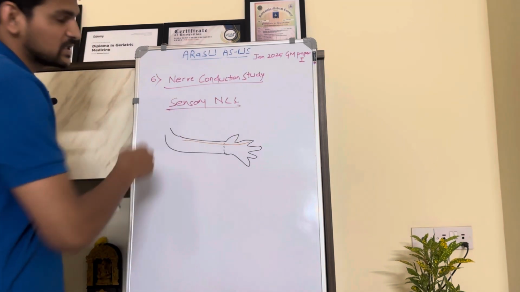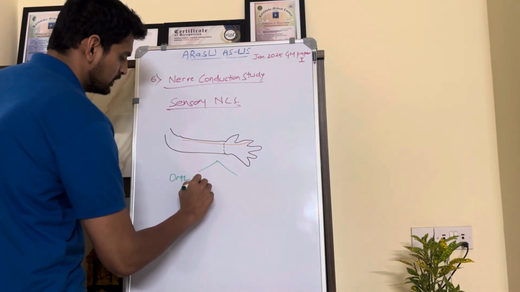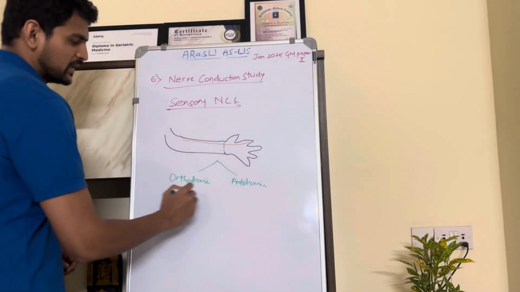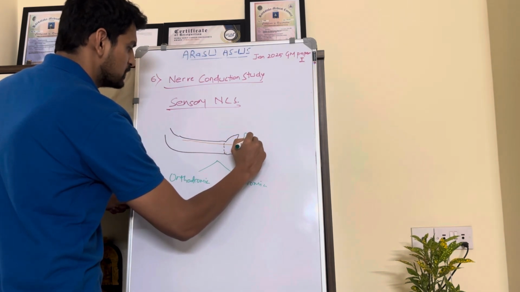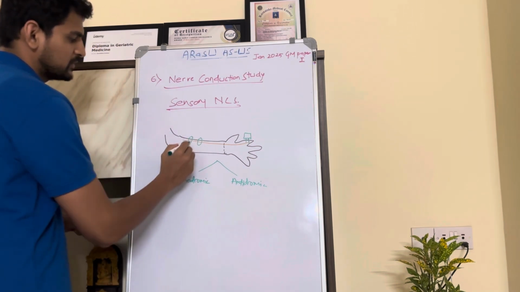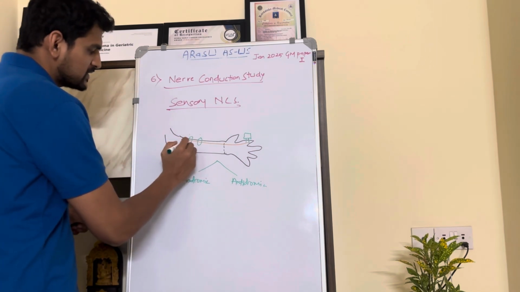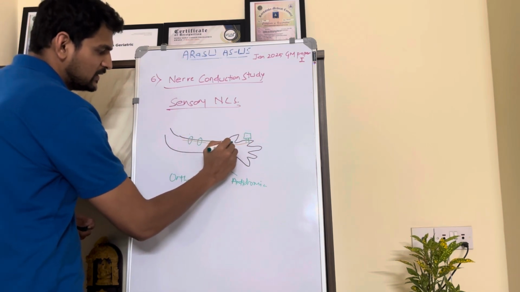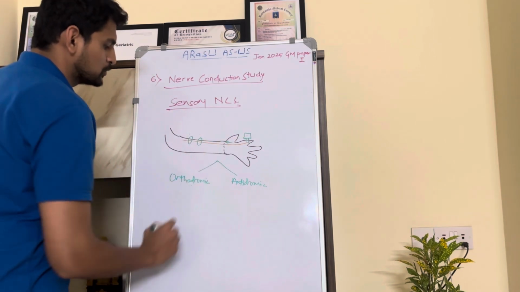So here two types of studies can be done. One is called as orthodromic. One more is called as antidromic. So to understand these terminologies, if the stimulator is placed here, and if the recording electrodes, and this is recording and this is considered as reference electrode, are placed distally, and the stimulus is given from here and the response is recorded here, so it will be in this direction, which is the normal direction of sensory flow. So this is called as orthodromic.